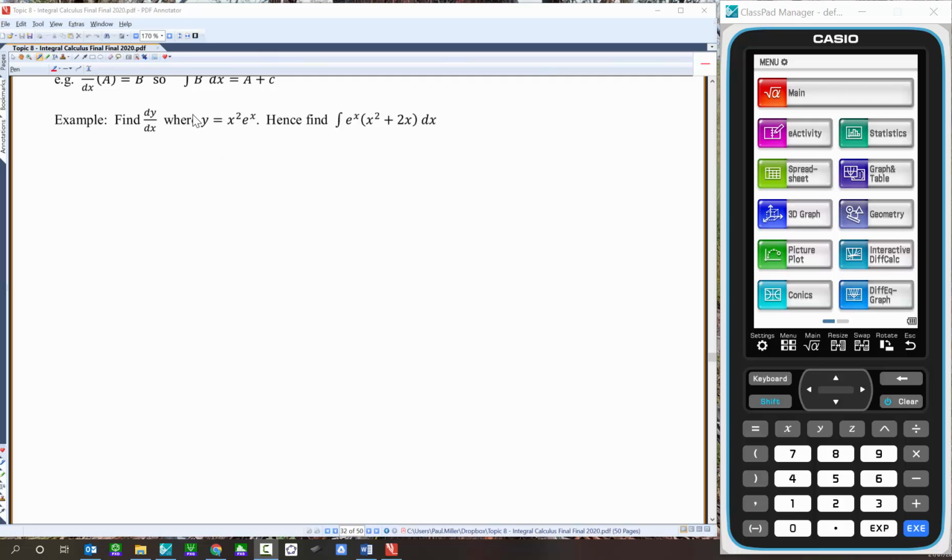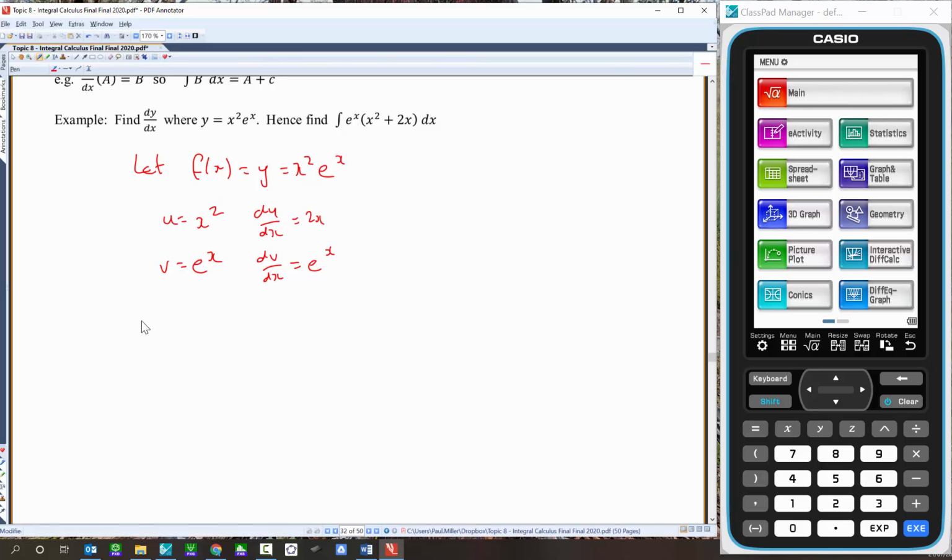Find dy/dx where y equals x squared e to the x. Let f of x equal y equals x squared e to the x. So let's find f dash x, its derivative. The way we're going to do that is with the product rule. So u equals x squared, v equals e to the x, du/dx equals 2x, and dv/dx equals e to the x. Feels weird to be doing this after doing so much integration, but we've got to be comfortable with this as well.